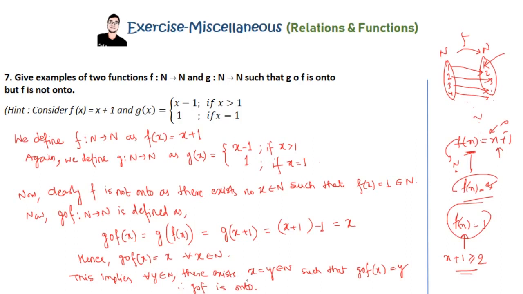Because x and y both belong to natural numbers, we can find an x that is equal to y such that g of x will be equal to y for x equal to y, and that belongs to N obviously. So g is onto. I hope you have no doubt. If you have any doubt, please feel free to use the comment section.